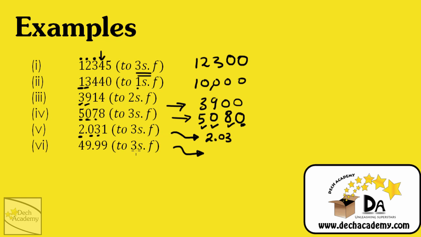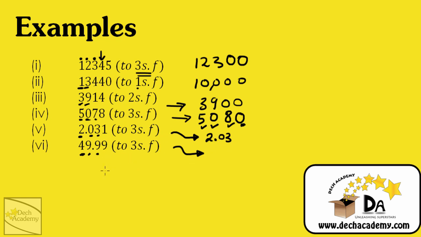And then the last one, to 3 significant figures. We count 3 significant figures from left to right. So it's 4, 9, 9. And then the first non-significant figure is 9, which is greater than 5. So you're going to round up.